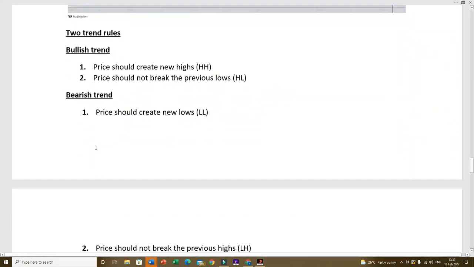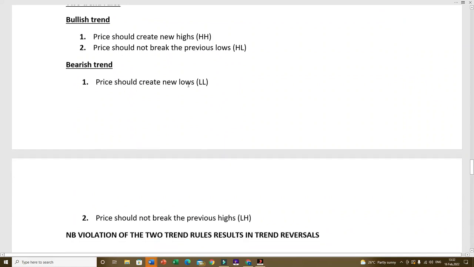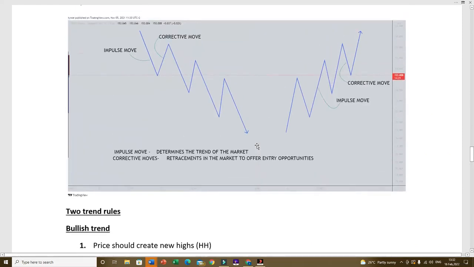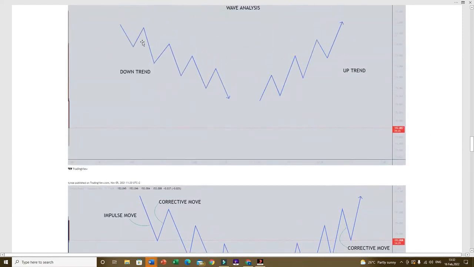If we are in a bearish trend, price should create new lows, and price should not break the previous highs, right? So in the downtrend, we are saying price should create new lows. As you can see, there are new lows being created, and price should not break the previous highs. When price is retracing, it shouldn't break the previous high. When we are correcting, we should not break the previous highs.